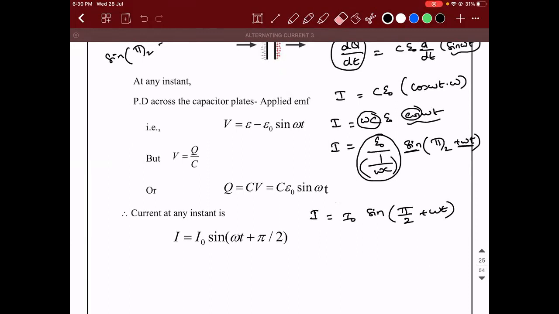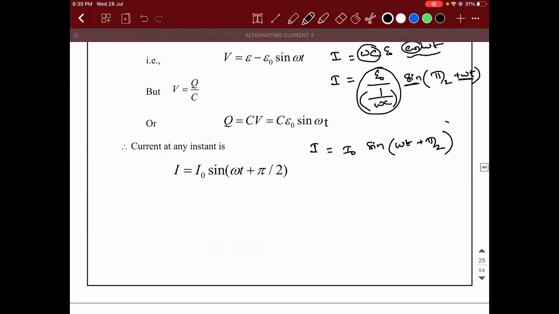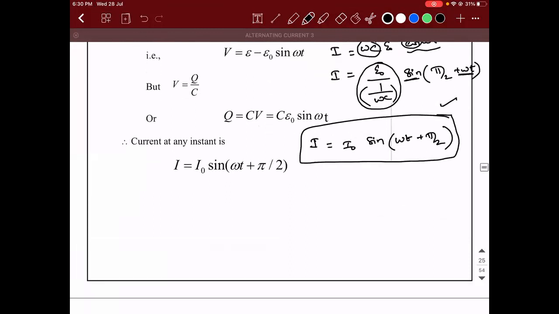Okay. Or the better way of writing it is omega t plus pi by 2. Okay. Clear? Is there any doubt, guys? So I hope you guys have made a note of all these points.